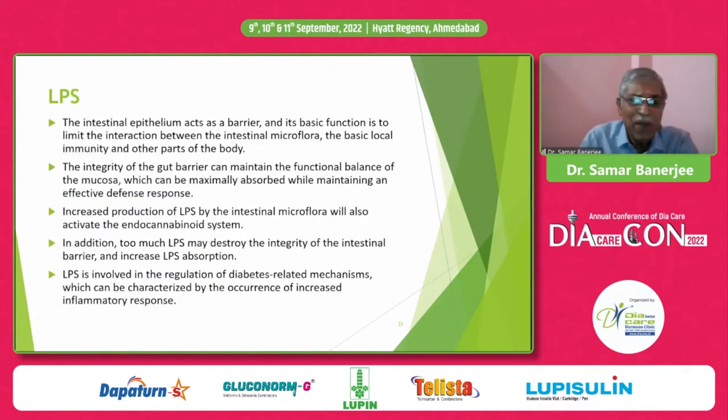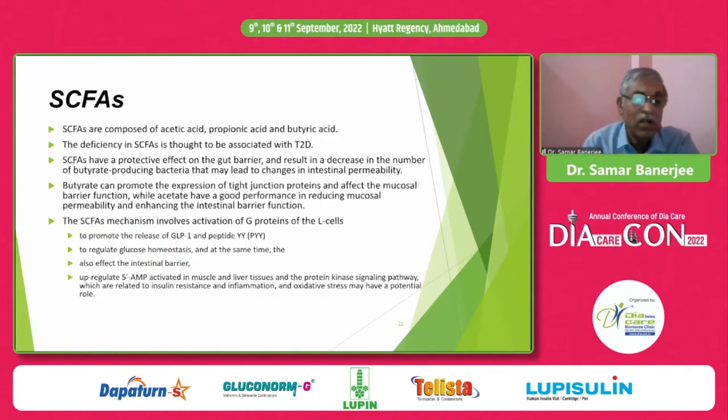The intestinal epithelium acts as a barrier, and its basic function is to limit the interaction. Increased production of LPS by intestinal microflora will also activate the endocannabinoid system and ultimately lead to adverse glycemic control. Deficiency of short-chain fatty acids, composed of acetic acid, propionic acid, and butyric acid, is thought to be associated with type 2 diabetes as they have a protective effect on the gut barrier, resulting in a decrease in the number of butyrate-producing bacteria, which can promote the expression of tight junction protein, reducing mucosal permeability, enhancing the intestinal barrier function, leading to less absorption of the nutrients.